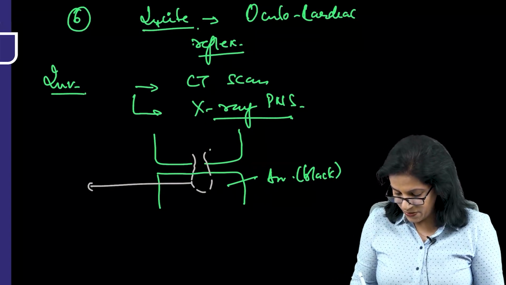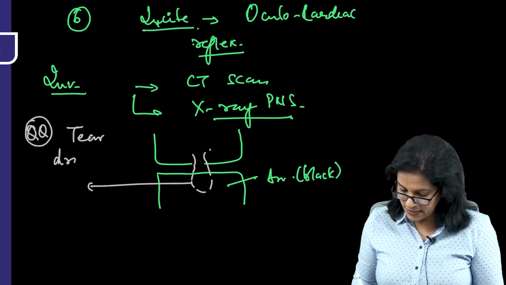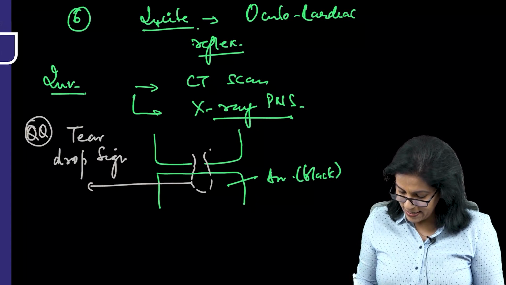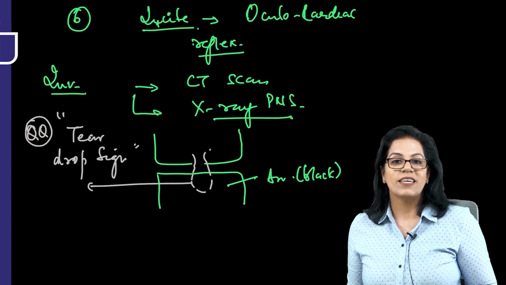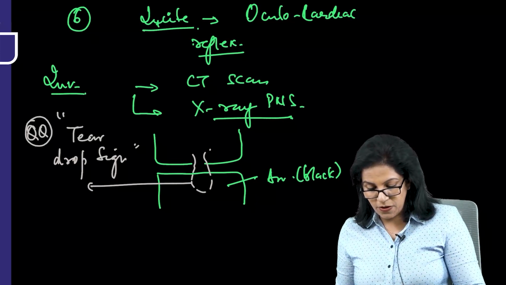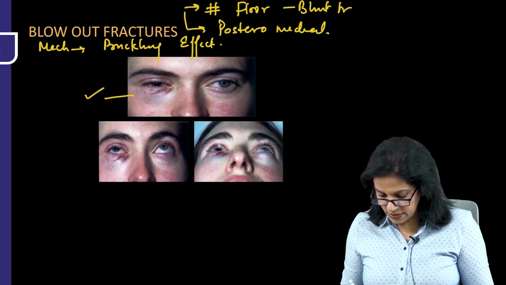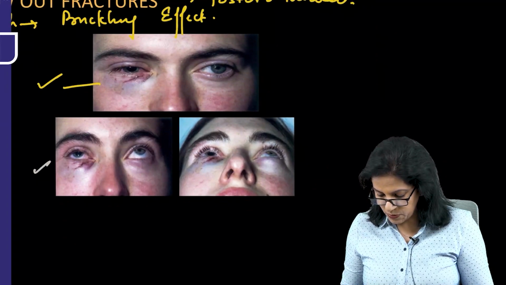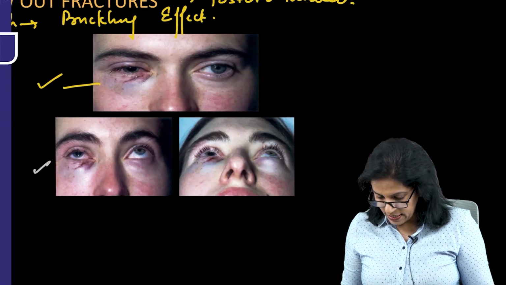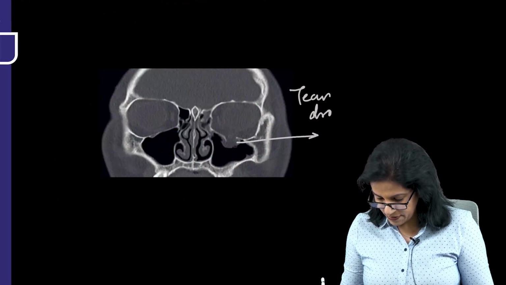This is what is called, a repeated question of exams, the teardrop sign. So what is the teardrop sign? It is an opacity against the black background of the maxillary sinus. Here it is, the blowout fracture with ophthalmos. There is a chemosis, right? And this is the teardrop sign we are talking about.